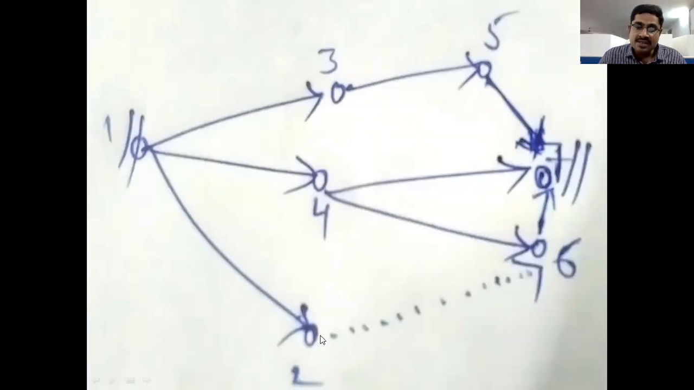And finally, 2 to 4 and 3 to 4 are connected, but 2 is empty, so we use a dummy activity for preparation of a logic diagram. So this is all about drawing a PERT diagram. This PERT diagram looks like a CPM diagram, right?